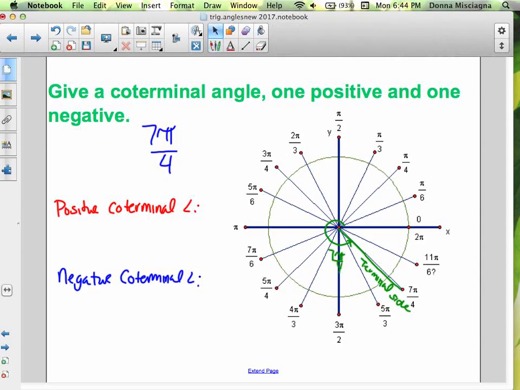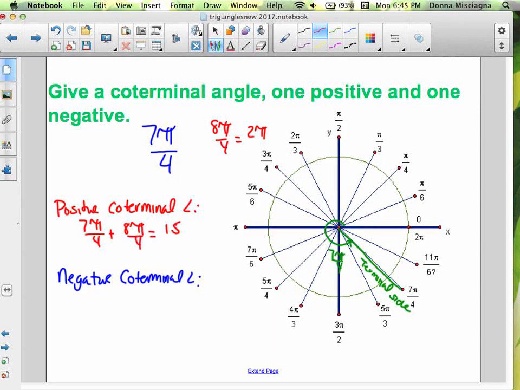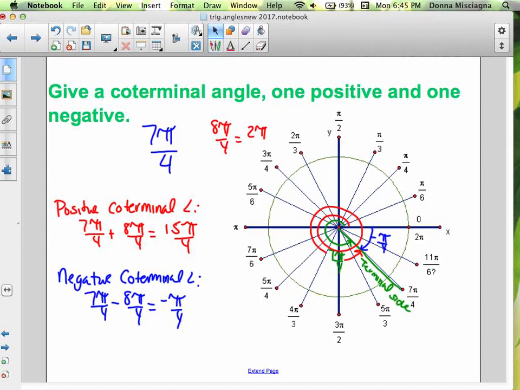To find a positive coterminal angle, we are just going to add, and remember, 8 pi fourths was 2 pi, so we'll just add 7 pi fourths plus 8 pi fourths to give us 15 pi fourths. All right, so it just goes around the circle, all the way around. Keep on going, don't stop, jump over 7 pi fourths. There we go. Ends in the same location. It just went around the circle one time to do it. And then the negative coterminal angle, take 7 pi fourths and subtract 2 pi, and that's going to give you negative pi fourths. So right here, 1/4 of the way. Negative pi fourths. There is our coterminal angle that's negative.